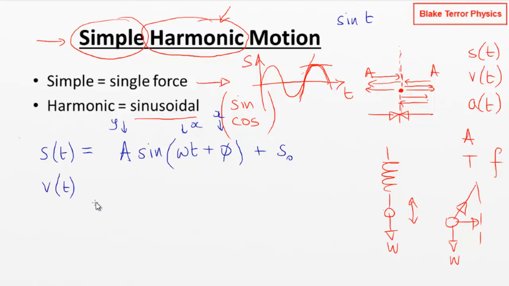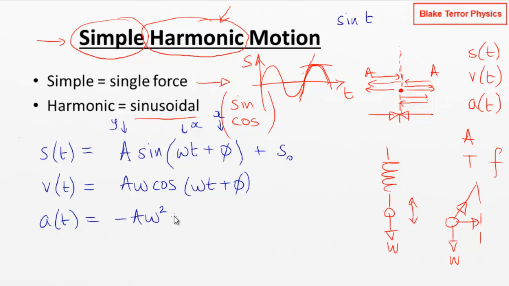So if we want to get velocity as a function of time, we just differentiate this, and then we see what we get. So we're going to get A omega cos(omega t plus phi), and then this constant's going to disappear. We've just taken this omega out from inside the sine function, because that's the multiplier of t. And then we can differentiate again to get acceleration as a function of time. So we have minus A omega squared sin(omega t plus phi).